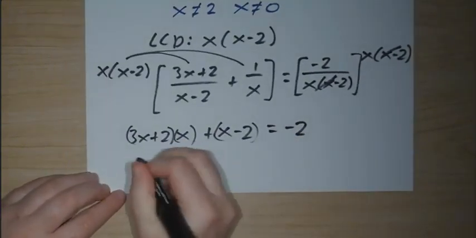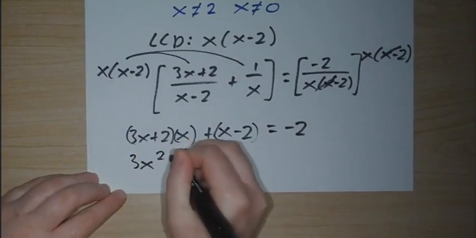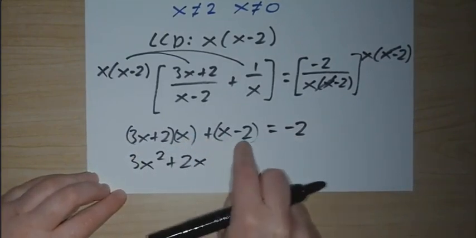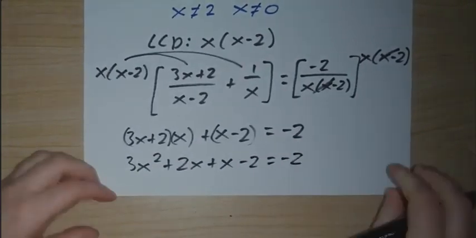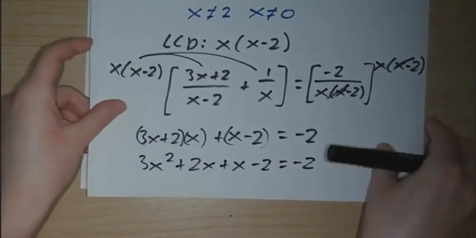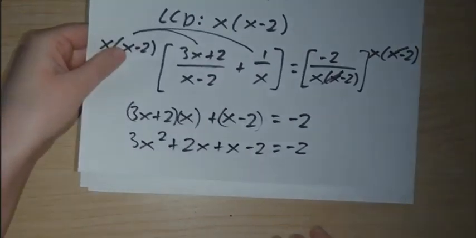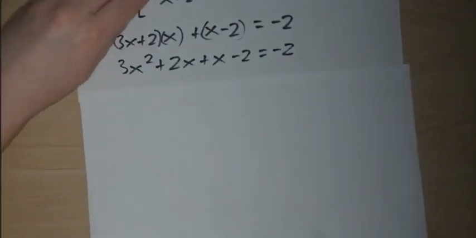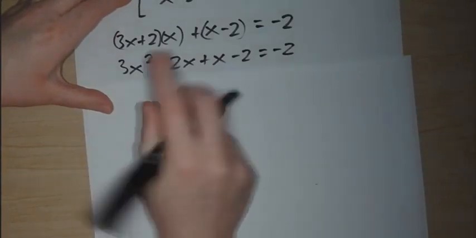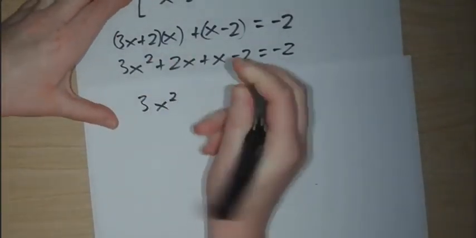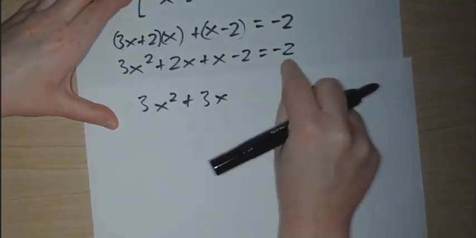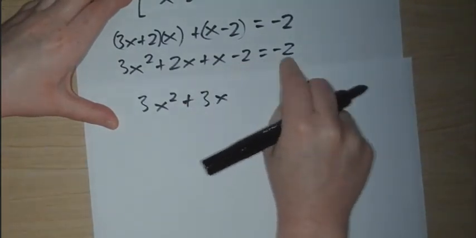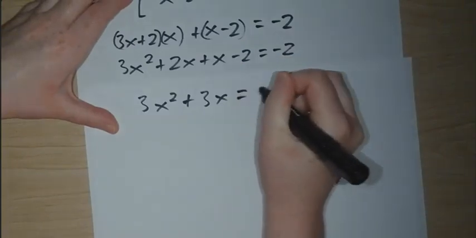Simplifying all of this, we have 3x squared plus 2x, and this is just plus x minus 2 equals negative 2. And simplifying this, we have 3x squared. These two x terms will add to 3x. Adding a 2 over, these 2's will cancel, so it's just equal to 0.